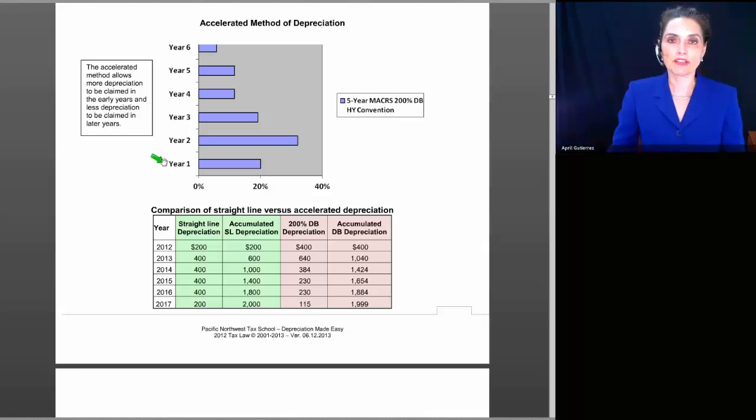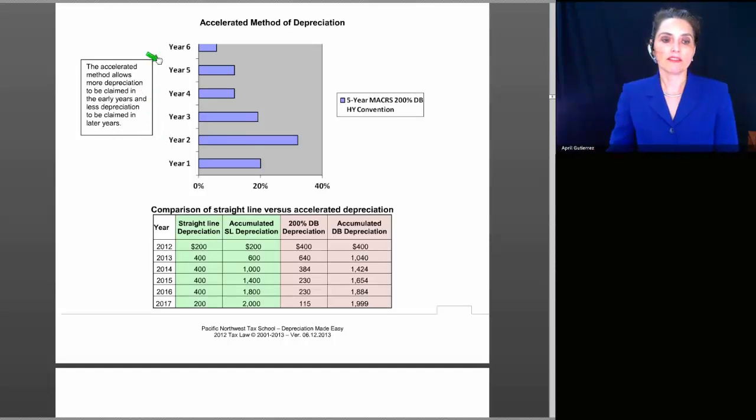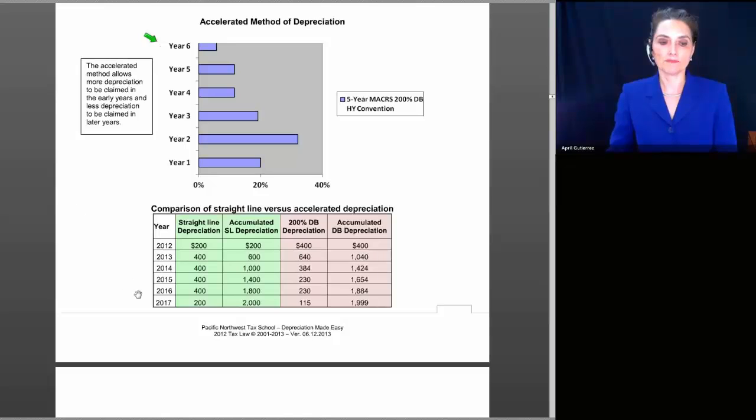And the reason for that is, of course, that in the first year we are allowed 40%, but we have to apply the half-year convention. And then in year two, we don't have to apply the half-year convention, but we're claiming 40% of the remaining balance. And so we end up claiming the largest amount of depreciation actually in year two. And then every year after that, the amount of depreciation deduction goes down.